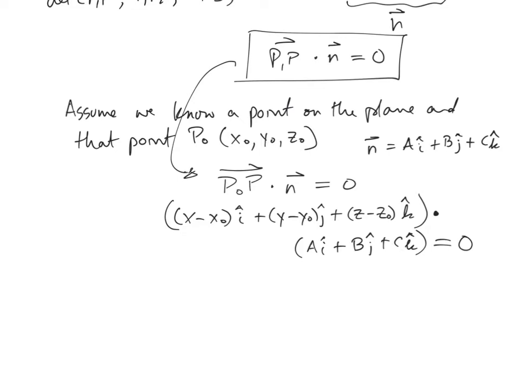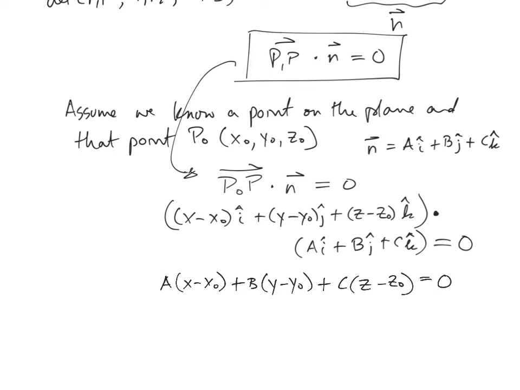Okay, well, if you do that dot product, it's just this times this, plus this times this, plus this times this, because this is a dot product. The result is a scalar. So what we end up with is a times x minus x naught, plus b times y minus y naught, plus c times z minus z naught. That's just that dot product, and that's got to be equal to 0.